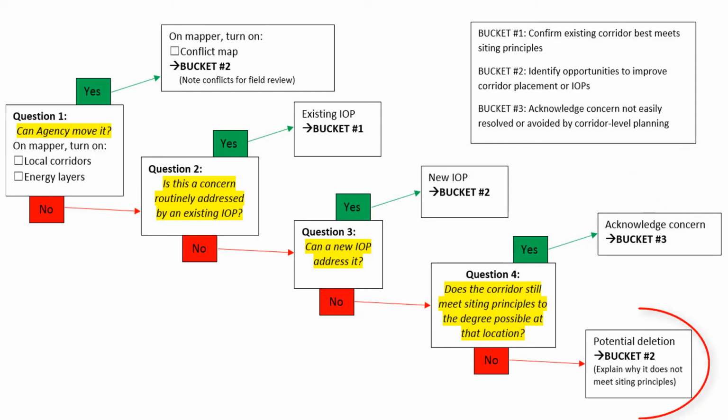If the answer is no, that the corridor's current location does not meet the siting principles of minimum impact on the environment and maximum utility, then we might consider this corridor for deletion, which is Bucket 2. If you do encounter potential deletion, please indicate why it does not meet the siting principles.